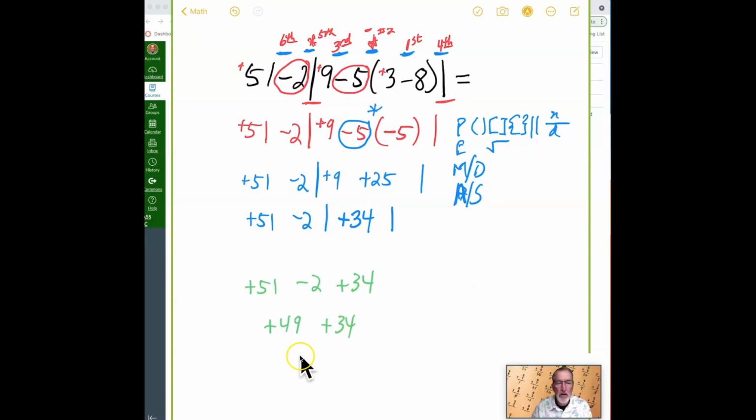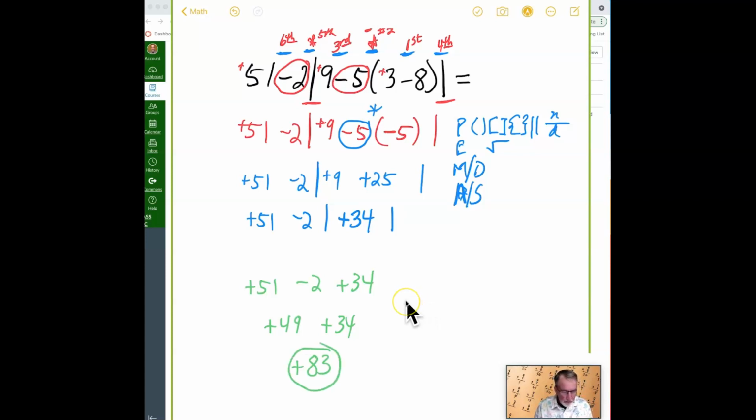And here's where we do our last combination. We have 49 plus 34. And what I like to do is take 1 from the 34 and add it to the 49 to get 50. And then you have 33. So 50 plus 33 is 83. And this would be our final answer.